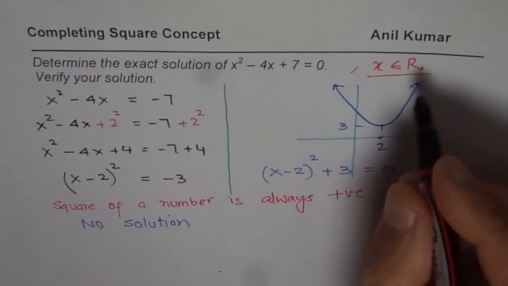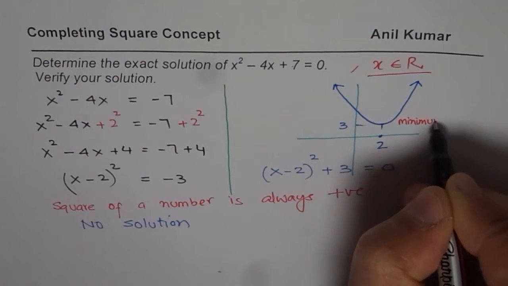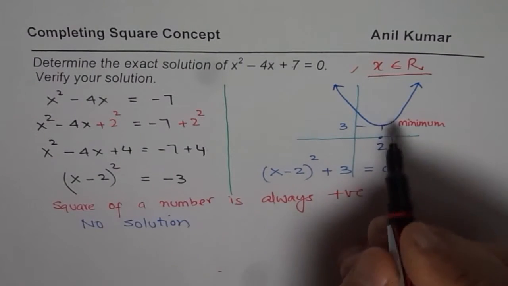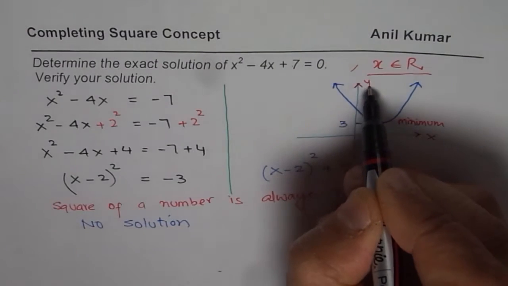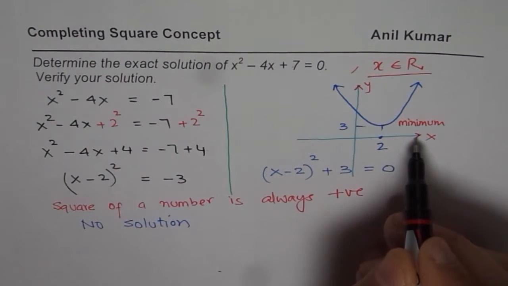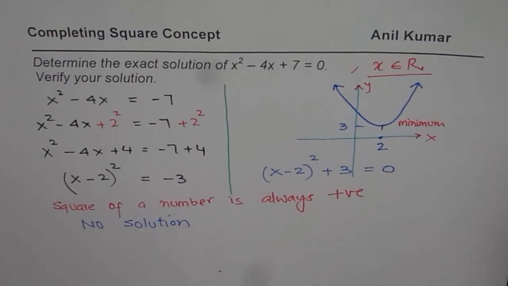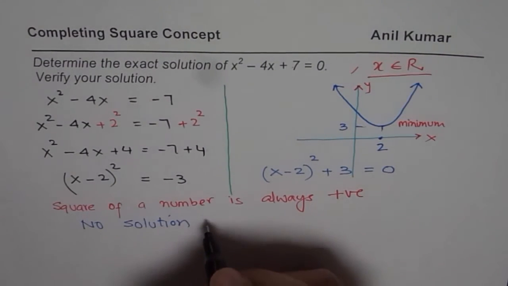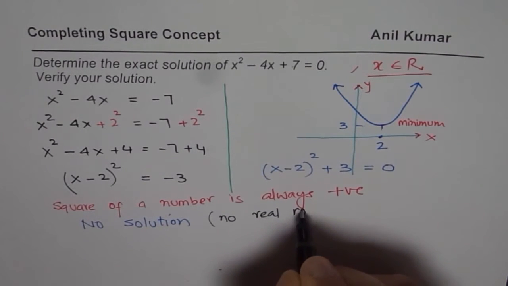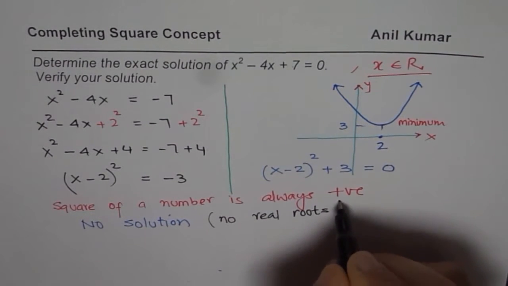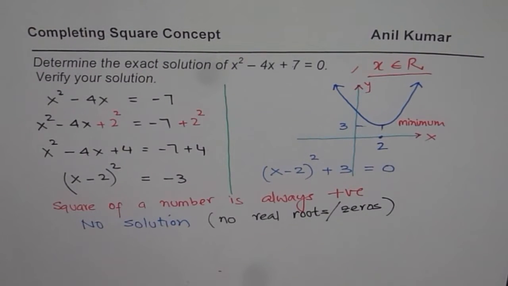So this is the minimum for this parabola, and it will never cross the x-axis. So that is your x-axis, this is the y-axis. It is never going to cross the x-axis, and therefore we say no solution. At times we also refer to this as no real roots. Sometimes we write zeros also, right? No real zeros.